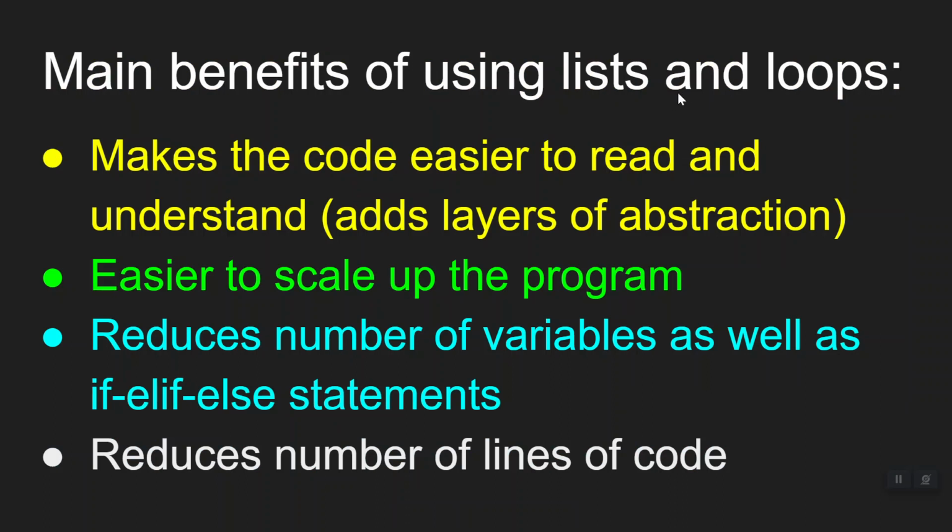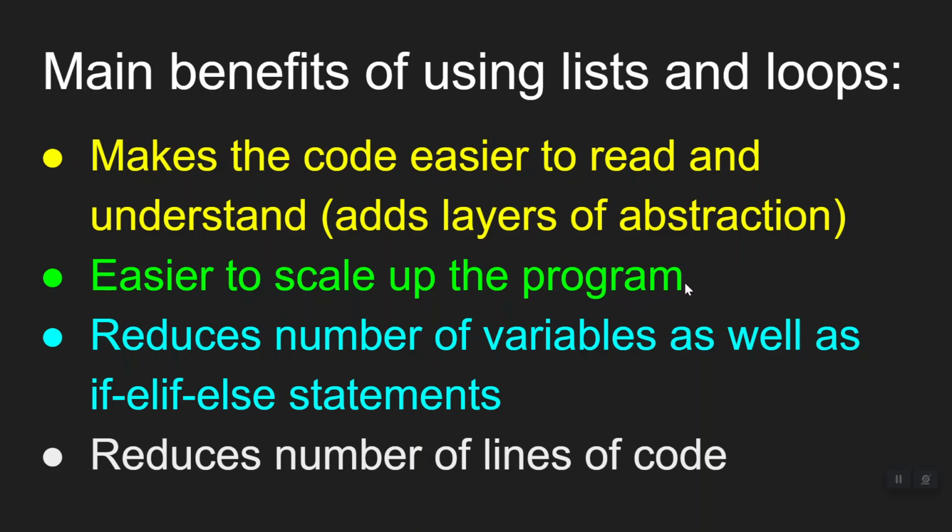We have to remember the main benefits of using lists, especially when we combine lists with loops, because this is all the stuff that helps manage complexity. Using lists makes the code easier to read and understand. It adds layers of abstraction because by calling the list something easily recognizable, you've got one label attached to a bunch of different items. So it reduces the number of lines of code and gives it a recognizable label, which adds that layer of abstraction.